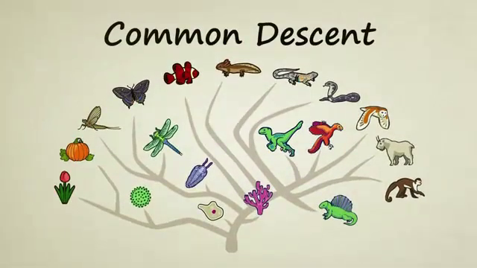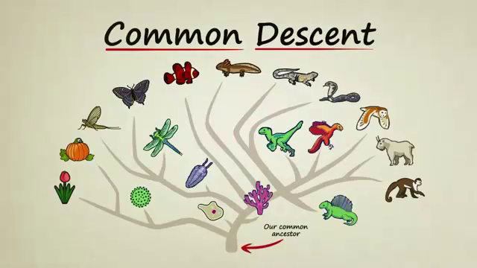Common descent is the idea that all living things on Earth are related. They descended from a common ancestor. Through the gradual process of descent with modification over many generations, a single original species is thought to have given rise to all the life we see today. The common descent of all life on Earth is not a directly observable fact. We have no way of going back in time to watch it happen.